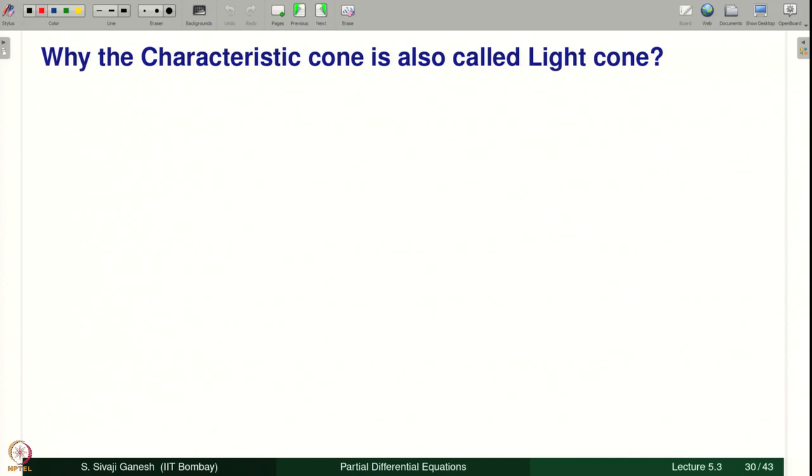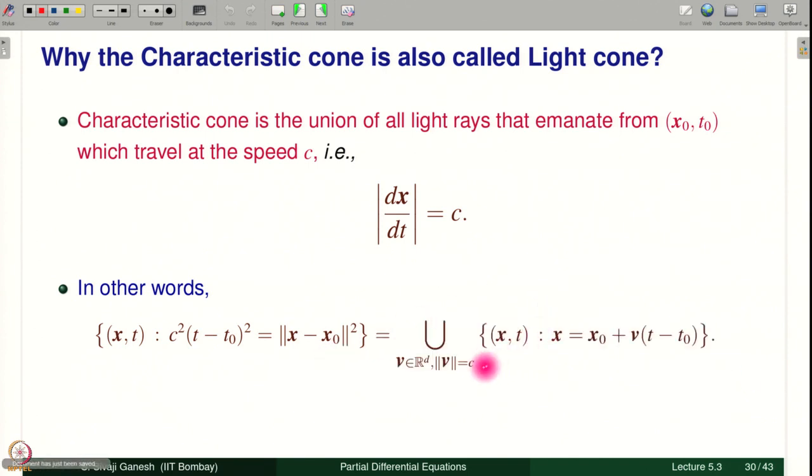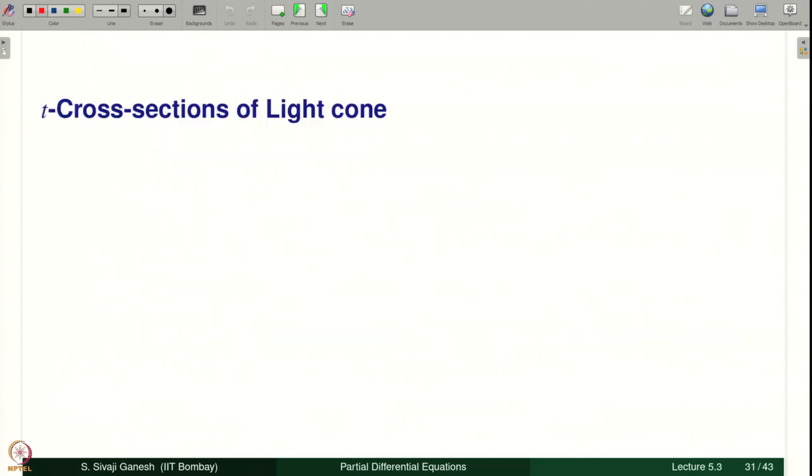So, why is the characteristic cone also called the light cone? The characteristic cone is a union of all light rays that emanate from the point (x0, t0) which travel at the speed c, that is mod dx by dt equal to c, this is the expression for the speed. In other words, this set which we have here is nothing but the union of these sets. What is this? This is a line, right, passing through the point x0 at t0, because when t equals t0, in the direction v. So, take all these directions or the vectors with this length c, and then this is precisely that. So, both the sets are the same. That is why the characteristic cone is also called the light cone, speed is c.